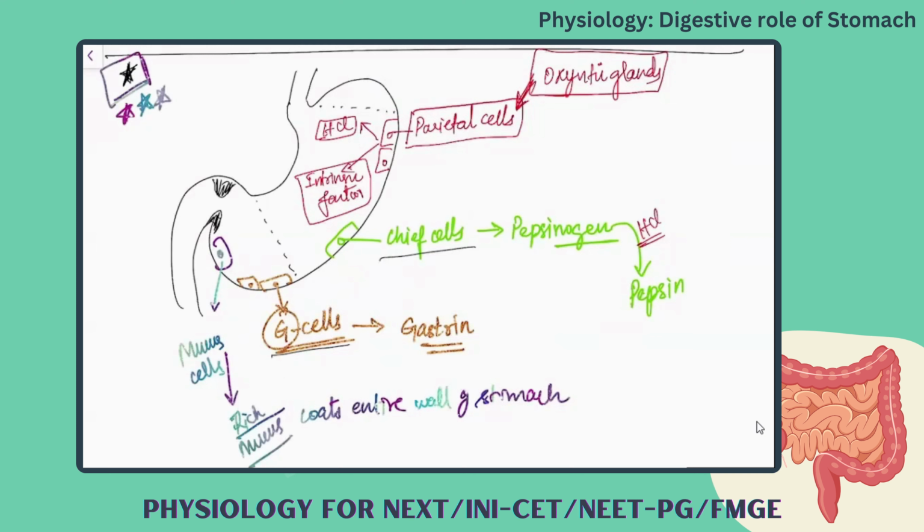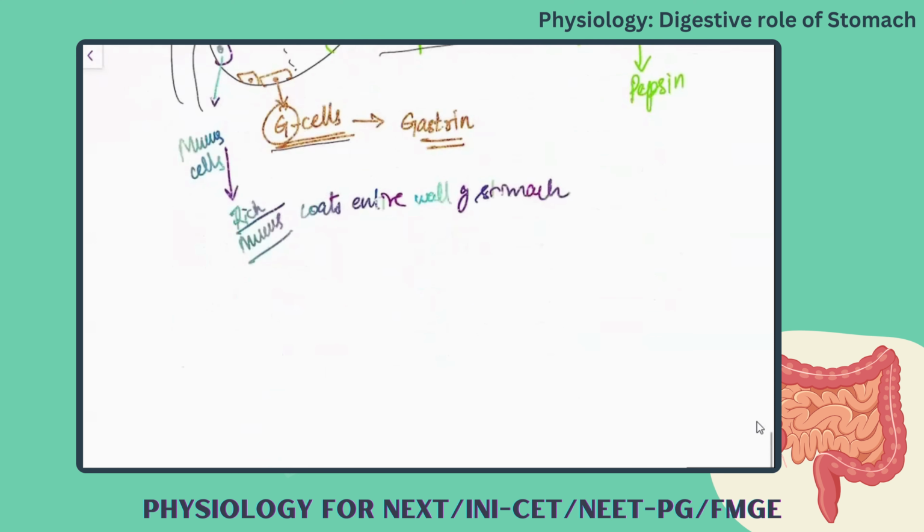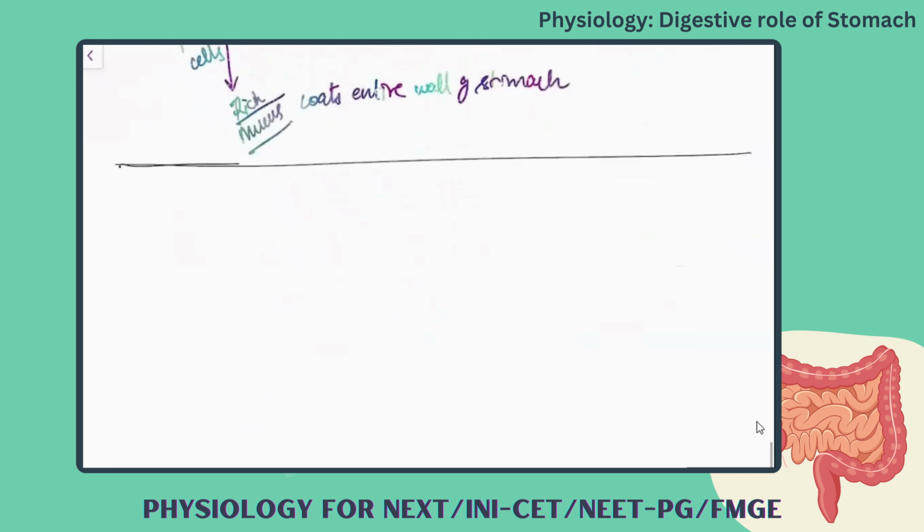You will get at least one MCQ on this concept: which cell, where it is present, and what it is secreting. Clear? The other things you can easily remember if you understand the concept, but this you have to memorize.